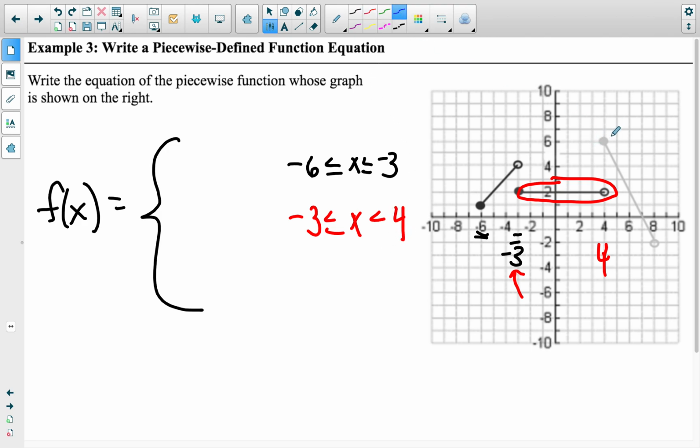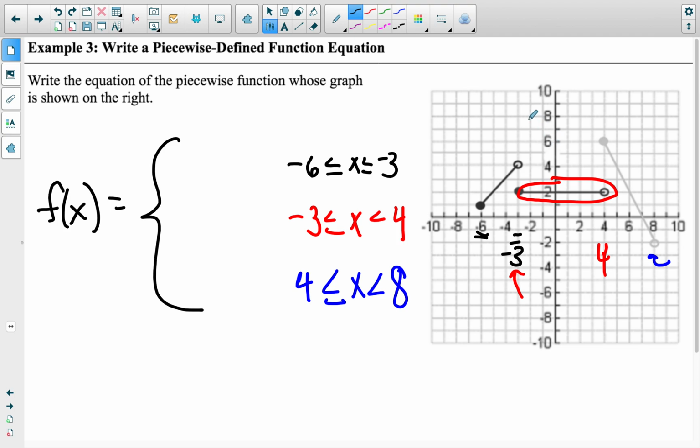And then our final piece picks up here at 4. It's a closed circle, so we're going to have a less than or equal to symbol. And then it finishes up at x equals 8. So we're going to have a less than symbol because it's an open circle. And that's what our 3 pieces look like in terms of their x definitions.